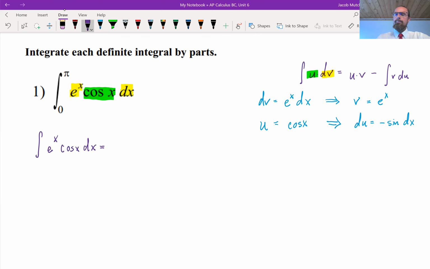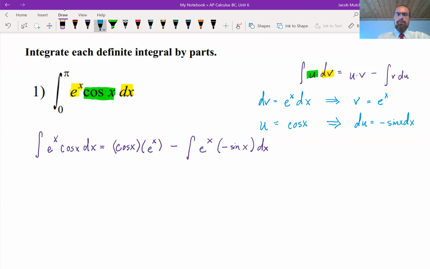Now I'm going to pick up with the right-hand side of the integration by parts formula. So that's u times v. So cosine of x, which is my u, times e to the power of x, which is my v, minus the integration of v du. So that's e to the power of x times negative sine x dx. And that sets up our integration by parts.